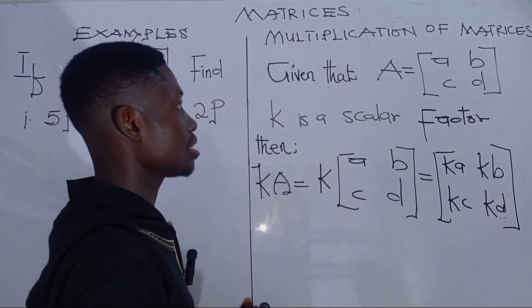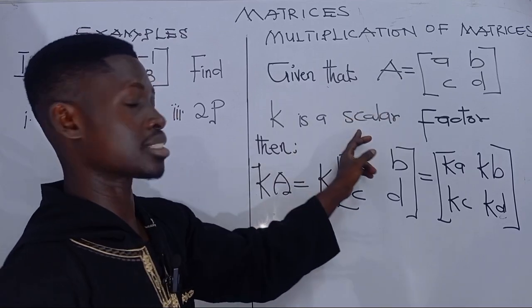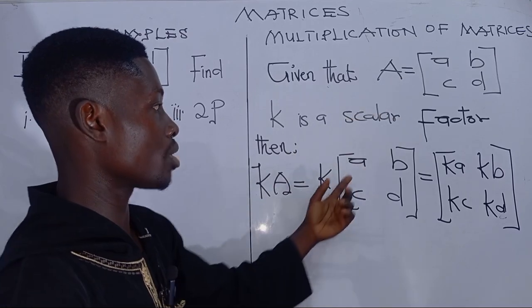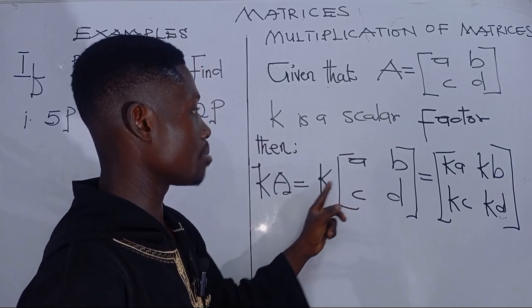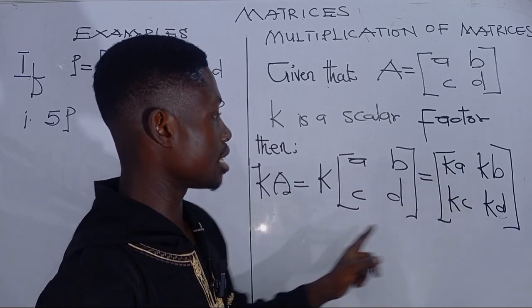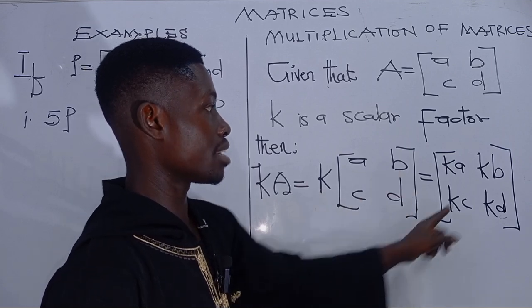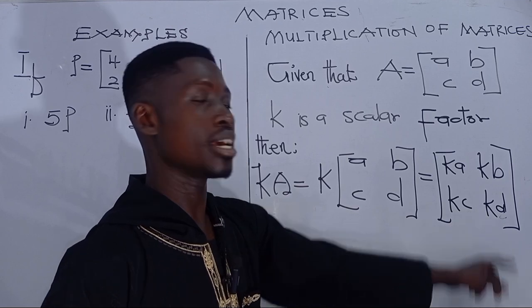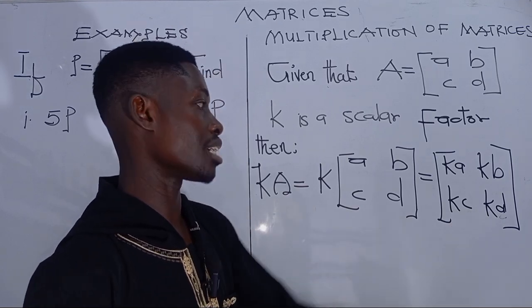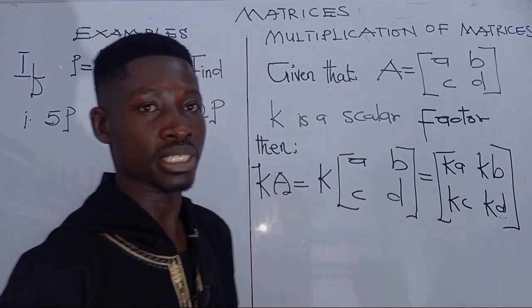So multiplying a matrix by a scalar factor, what we do is to multiply all the entries by the scalar factor. We have K multiplying A, giving us Ka, K multiplying B, giving us what? Kb, K multiplying C, giving us Kc, and then K multiplying D, giving us what? Kd. So we have an example.